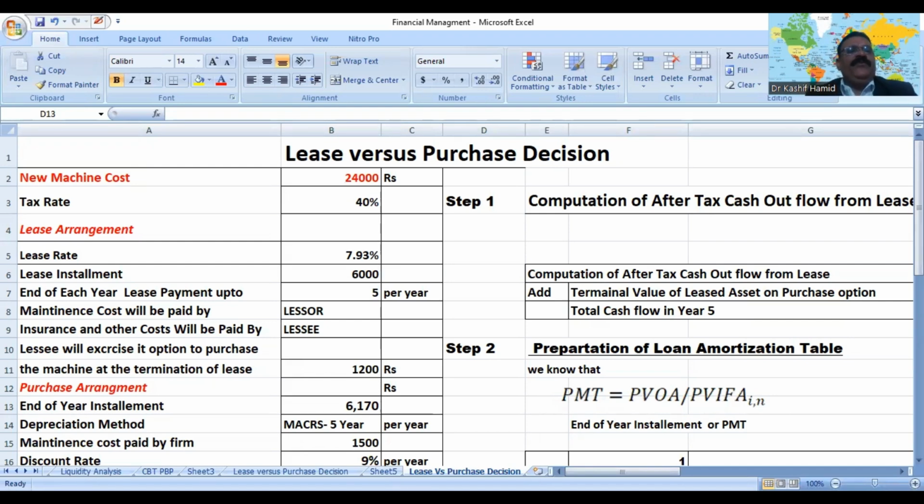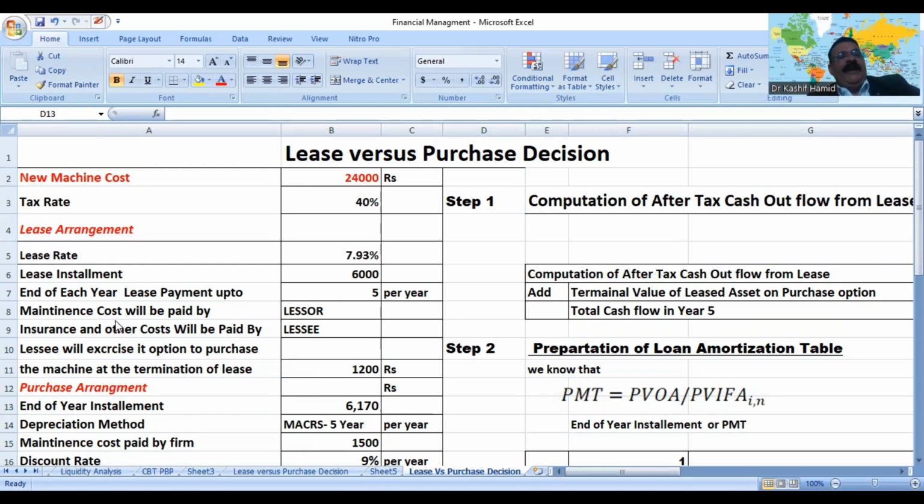In this question, suppose a new machine cost is rupees 24,000. The tax rate is 40%. The lease arrangement is given here, and then we have given the purchase arrangement. Let me discuss the lease arrangement. The lease rate is 7.93%. Lease installment is computed by using this rate, that is 6,000, at the end of each year up to 5 years, and it will be paid per year.